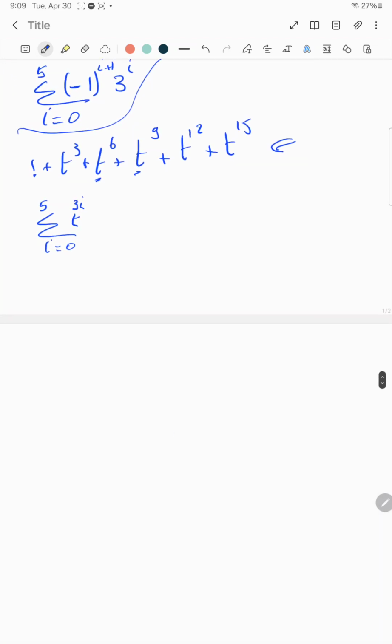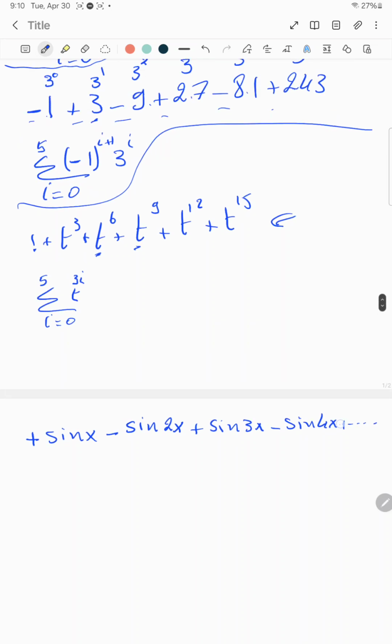Let's do another exercise. If I have plus sin x minus sin 2x plus sin 3x minus sin 4x, etc., till infinity. So I know I have an alternation between minus and plus. So I have minus 1 to a power in my sigma notation. And I start with positive.